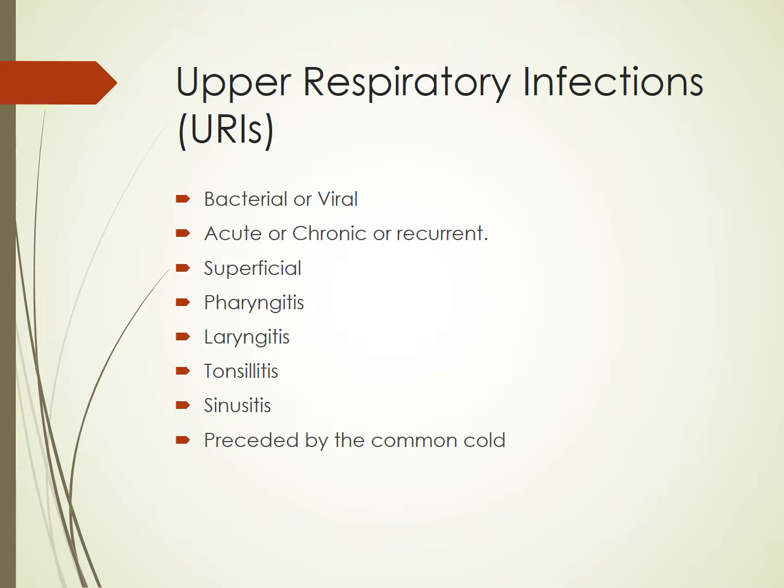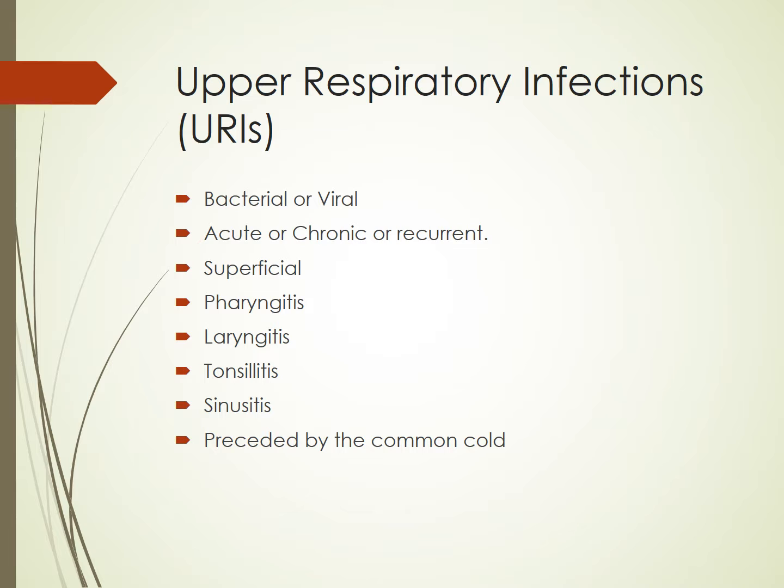We're going to talk about some of the actual bacteria that cause upper respiratory infections. And you can have upper respiratory infections that are bacterial or viral. They could be acute, chronic, or recurrent. Typically, they're superficial. They don't spread systemically, so they usually just stay at the site of the actual infection. For instance, pharyngitis, laryngitis, tonsillitis, sinusitis. Those are all infections of those particular parts of the upper respiratory system.